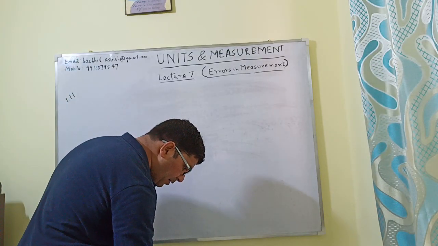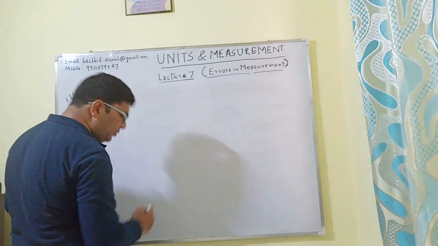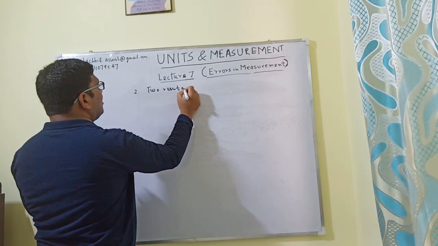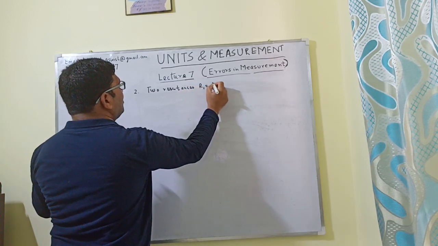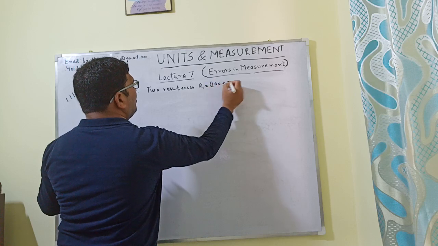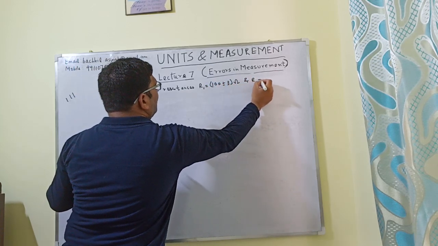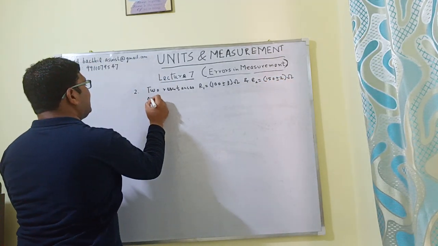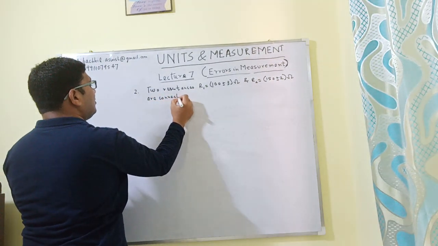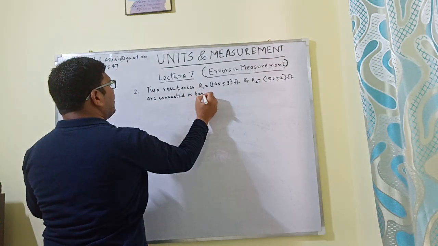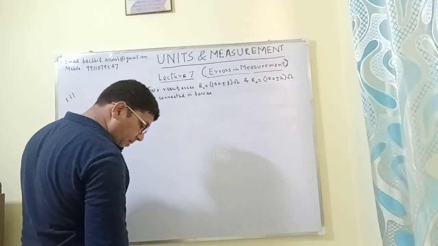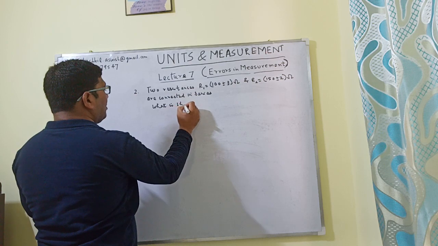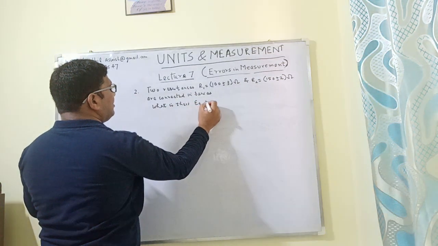Second question. Question number 2. Two resistances R1, which is equal to 100 plus minus 3 ohm, and R2, which is equal to 150 plus minus 2 ohm, are connected in series. What is their equivalent resistance?